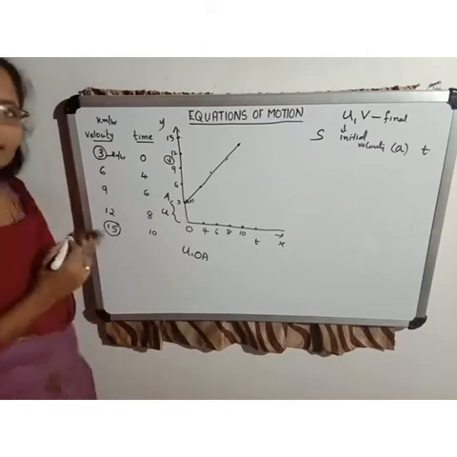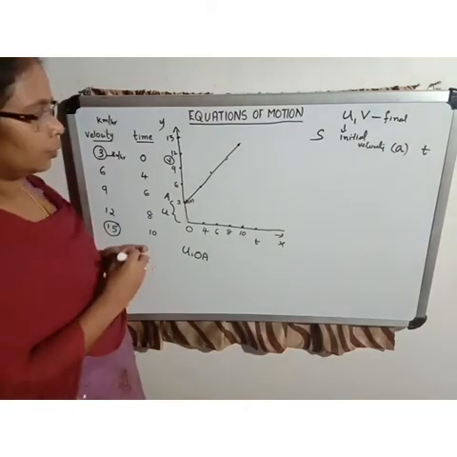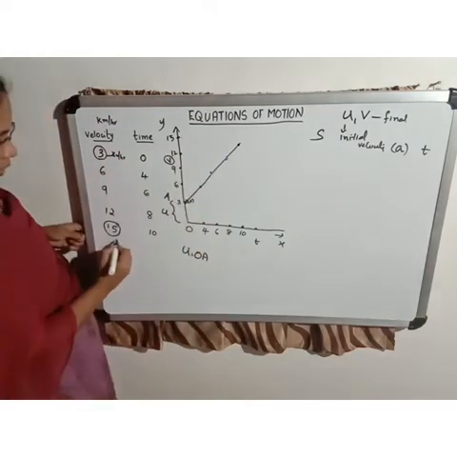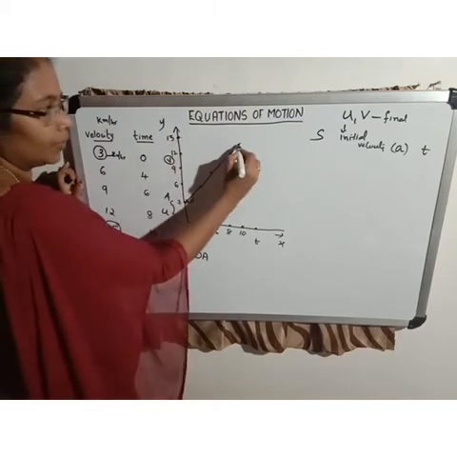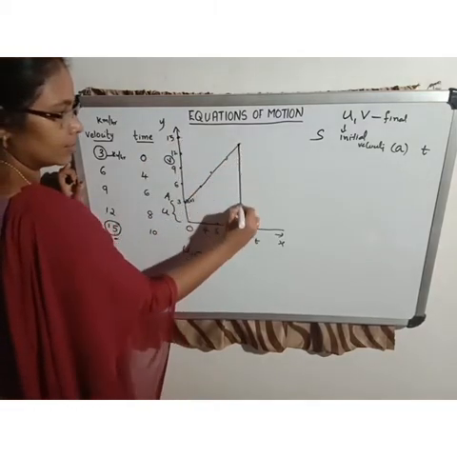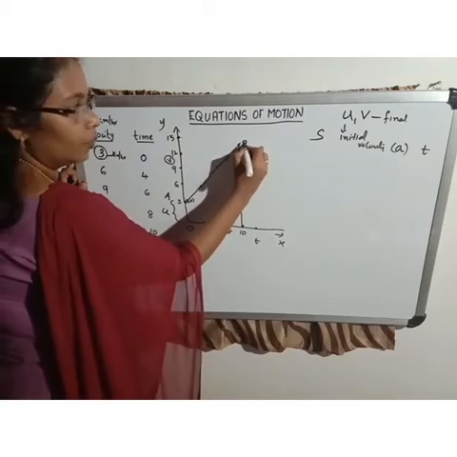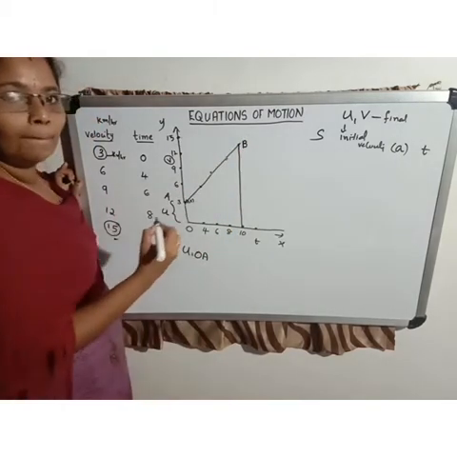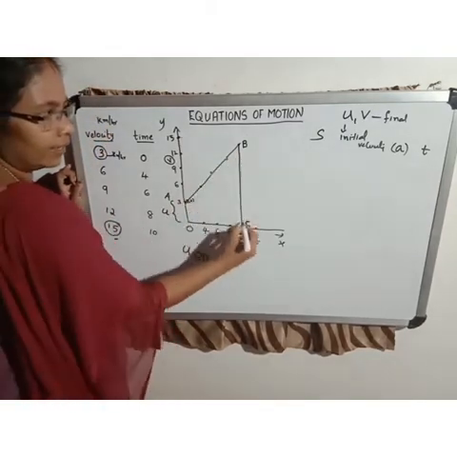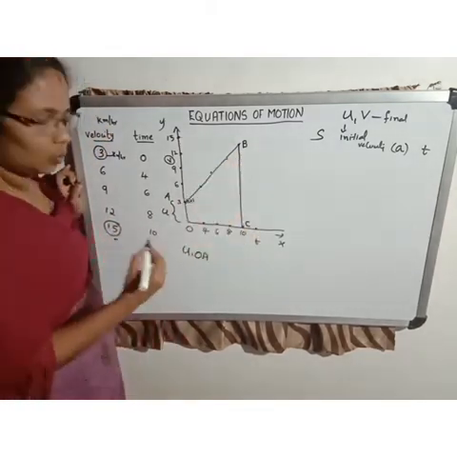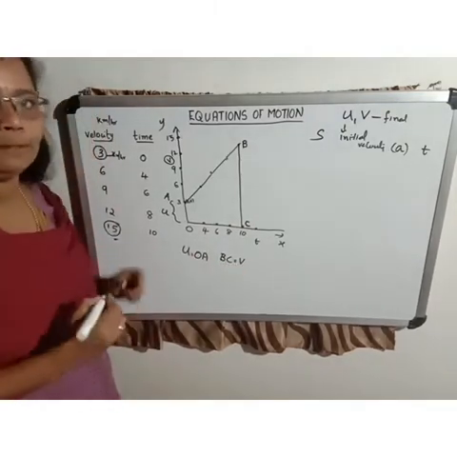So OA is the initial velocity. Now, what's the final velocity for this body? Final velocity for this body is 15. So how can we locate this 15 here? This distance is the final velocity. I am giving a point name like this, BC. So this whole length is the final velocity. So BC is the final velocity, V.